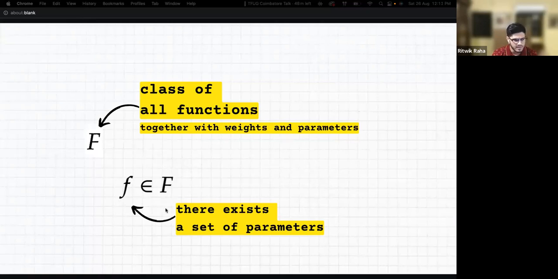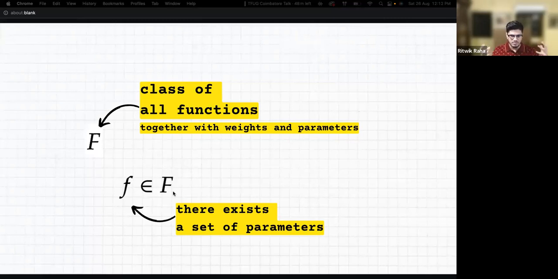And capital F is the class of all functions that are possible. Which means that for all functions small f, there exists a set of parameters, or a set of weights and biases, that can be obtained through training. So if you tune your weights and biases, you will eventually be able to land at small f, which is the function that you're trying to approximate.